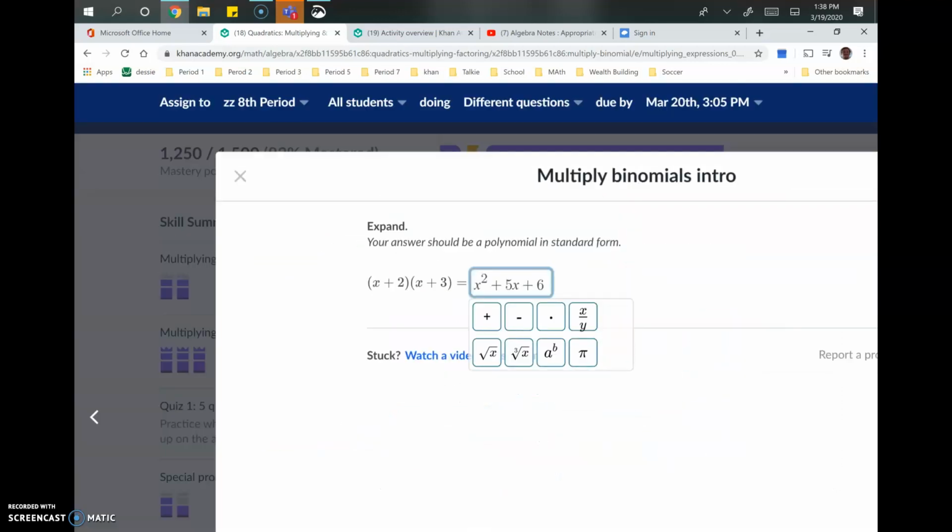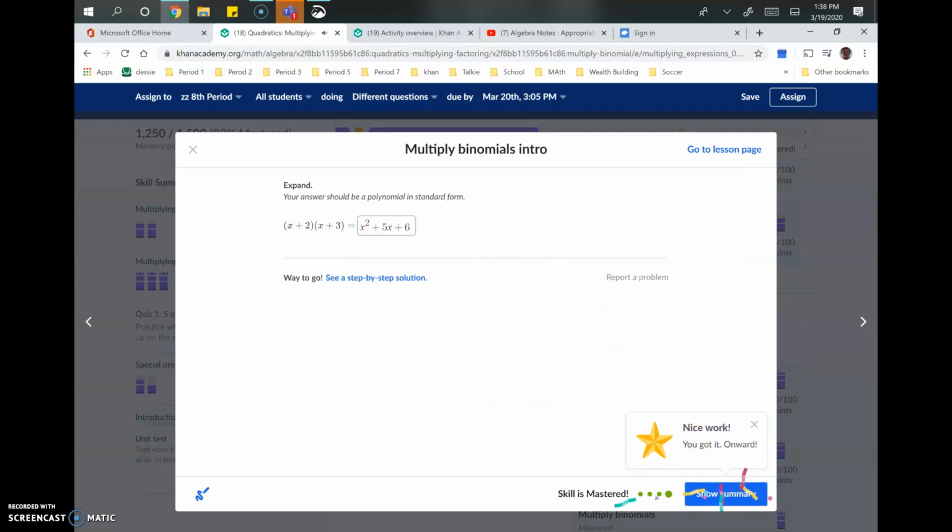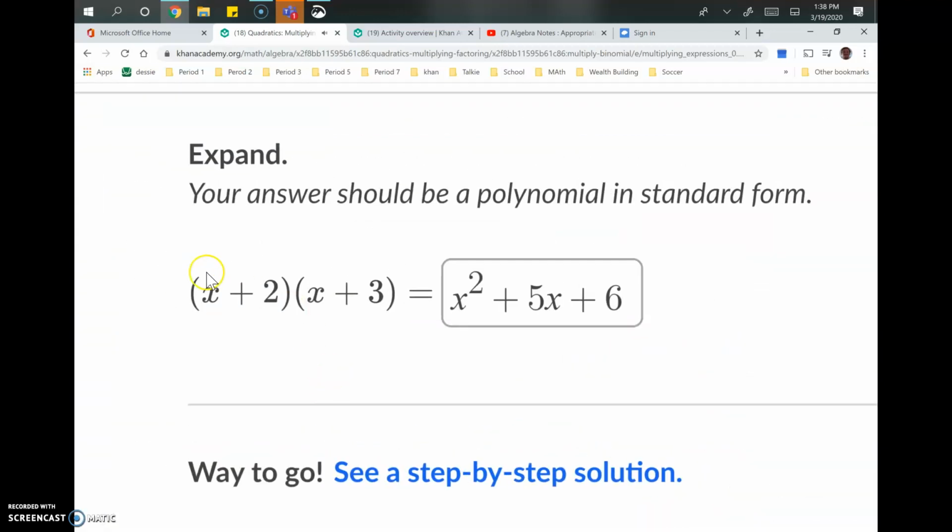Boom, done. So I don't even need to draw out the box or use the FOIL method. When the two first terms are just x's, then I can just add the numbers for the middle term and then multiply those two numbers for the last term.